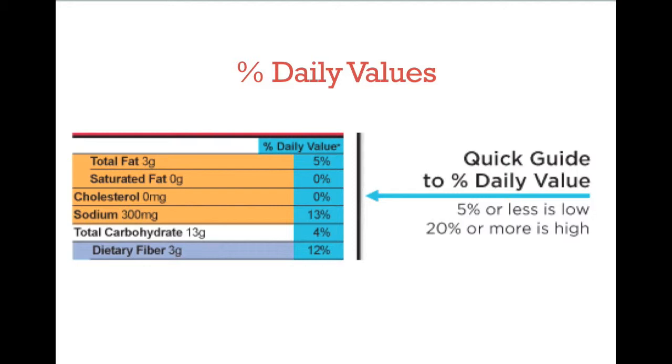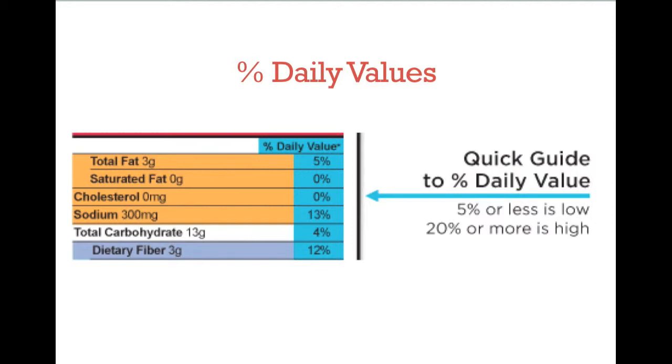Located on the right side of the nutrition facts panel from total fat to dietary fiber are the percent daily values. These percentages show how much nutrients the food is providing per serving compared to how much you need in an entire day. For example, if a food label says 12% fiber, that's 12% of a person's fiber needs for the day coming from that particular food.